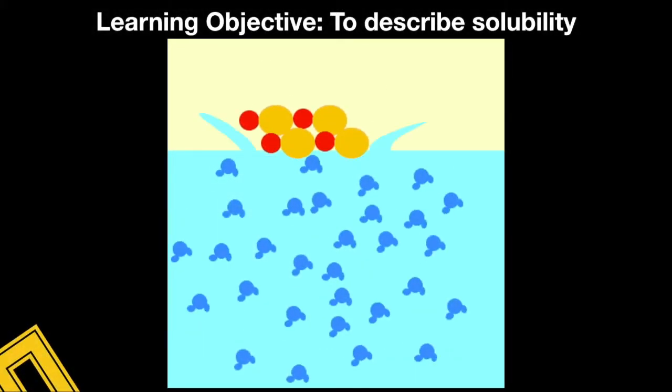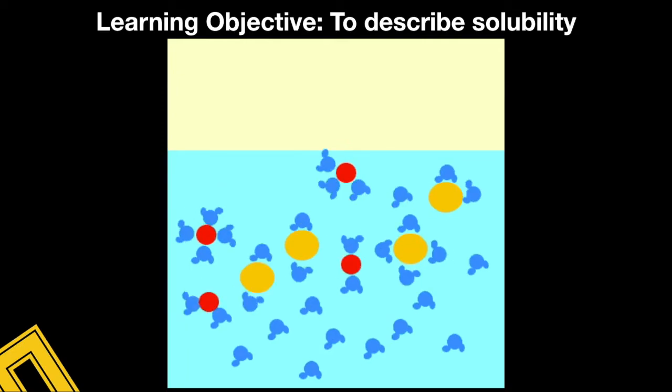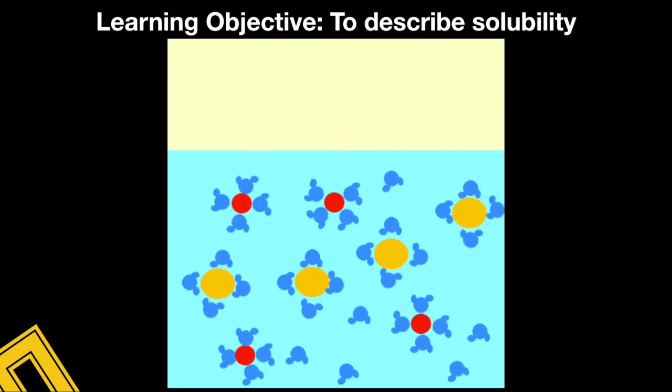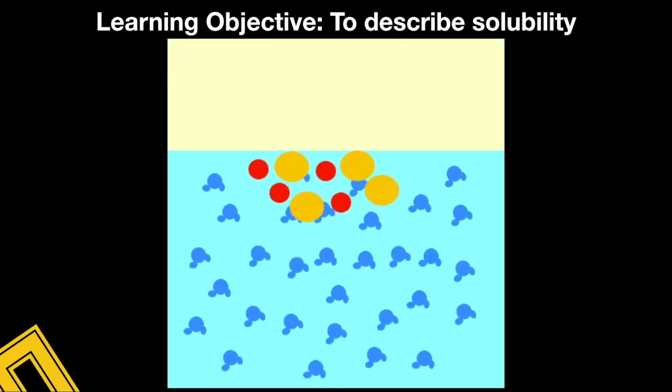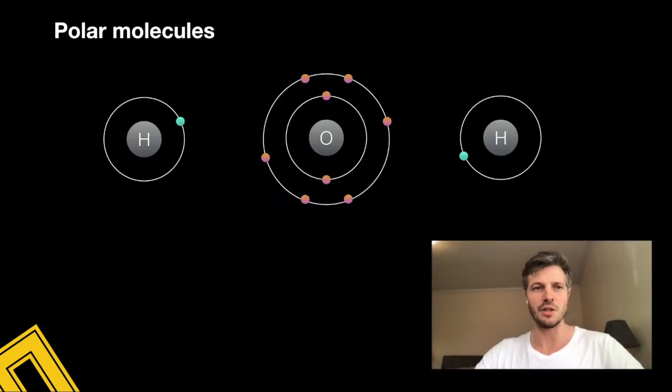So this video's learning objective is to describe solubility, and it's a really easy thing to do, especially when we look at how simple the rules are and how easy they are to check. So firstly, we need to go over this idea of what a polar molecule is, just so that we can understand what's going on here.